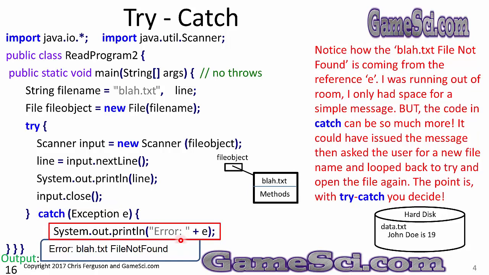System.out.println error plus e. I'm outputting to the console what happened. It's going to be some sort of message like error: blah.txt file not found. Notice how the blah.txt file not found is coming from the reference e. I was running out of room. I only had space for a simple message, but I do want to emphasize the code in the catch can be so much more. It could have issued a message, then asked the user for a new file name. It could have looped back to try and open the file again. The point is, the try catch lets you decide what to do. The throws exception crashes right away.